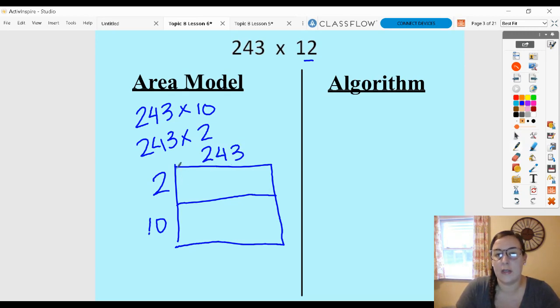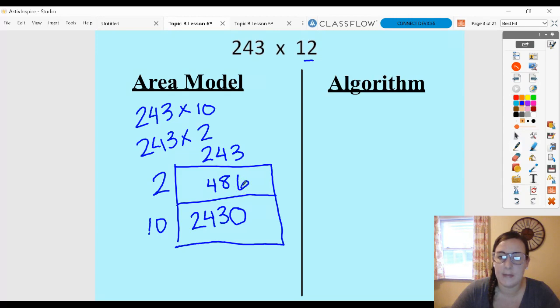So first I have to start with the length of this shape and the width. So 243 times 2. So basically I'm doubling this number. So 3 doubled is 6, 4 doubled is 8, and 2 doubled is 4. So I get 486 for the area of this. That's my partial product there. And then I have to take 243 times 10, which means that this 2 here in the hundreds place is going to jump over one place into the thousands. This 4 in the tens is going to move to the hundreds, and the 3 is going to move to the tens. And that leaves me with a placeholder 0 in the ones place.